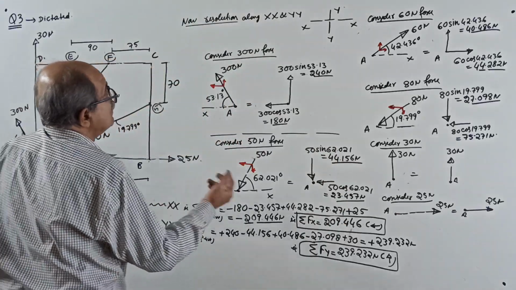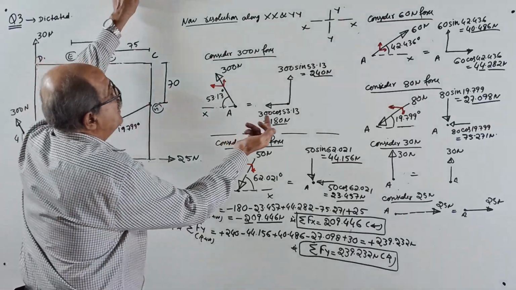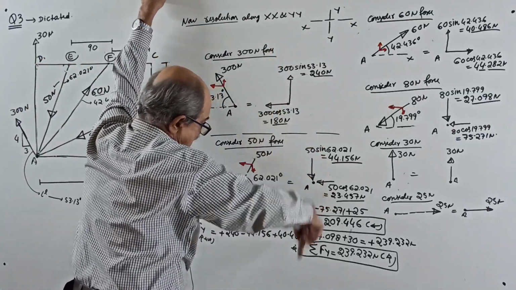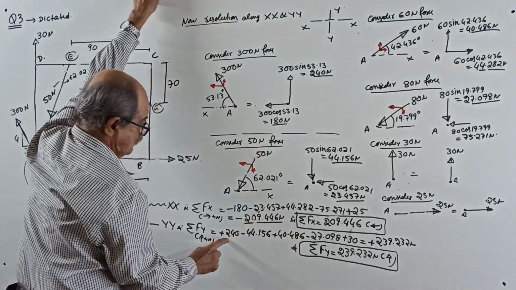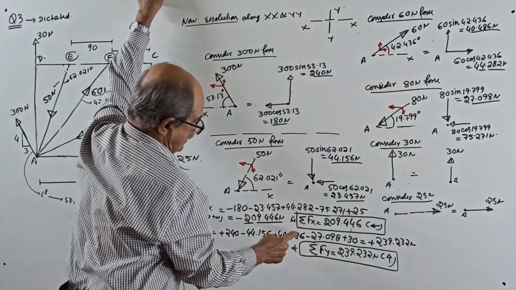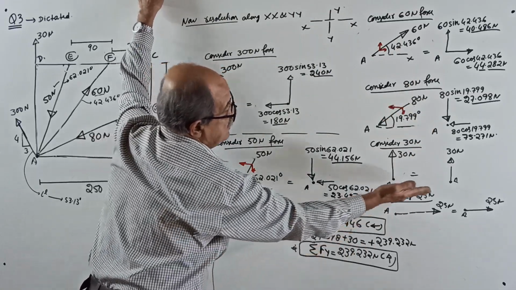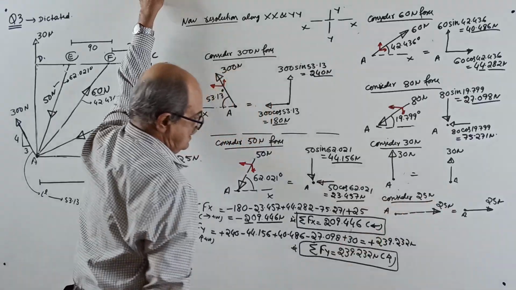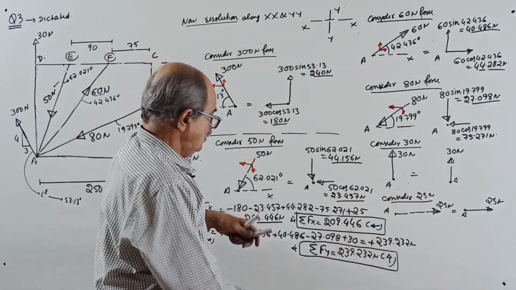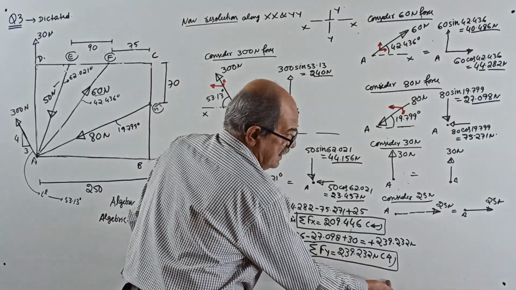Sigma Fy, the algebraic sum of all the components along y: plus 240, minus 40, here plus 240, minus 44.156, plus 40.486, minus 27.098, plus 30, this is not there. It will come plus 239.232. Therefore, sigma Fy equals 239.232 Newton vertically up.